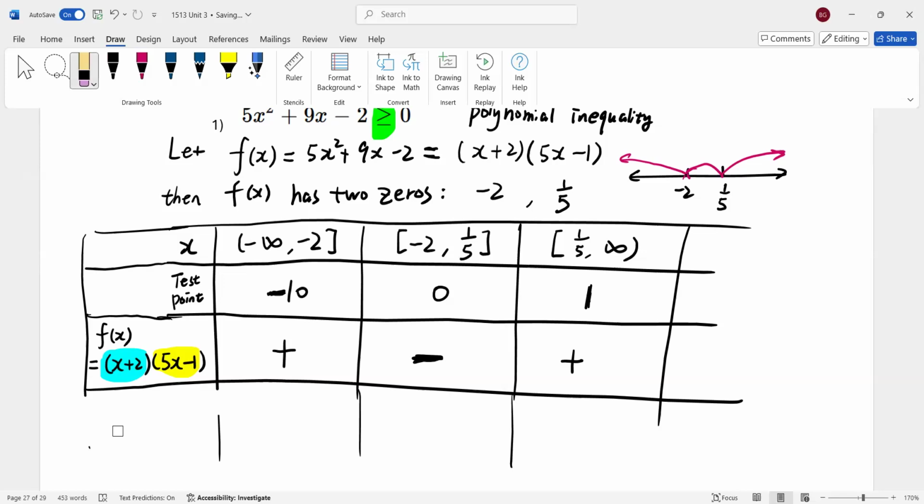And we can erase those parts. And we can actually go ahead to make a conclusion. The conclusion is to solve the inequality, right? Polynomial inequality.